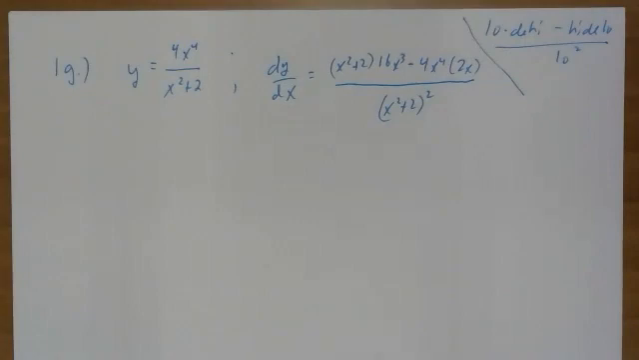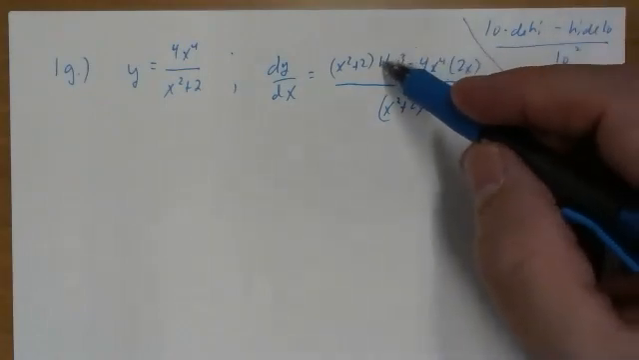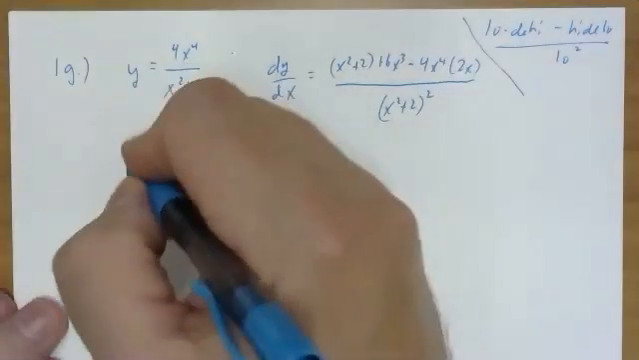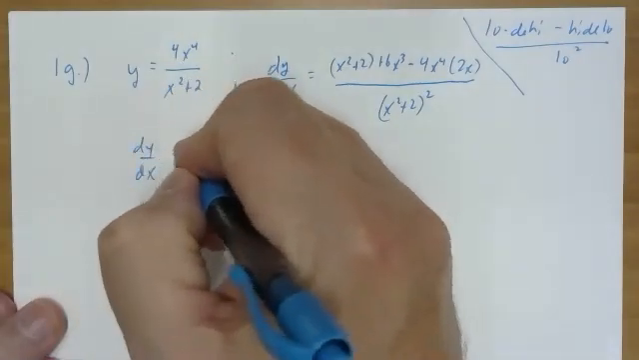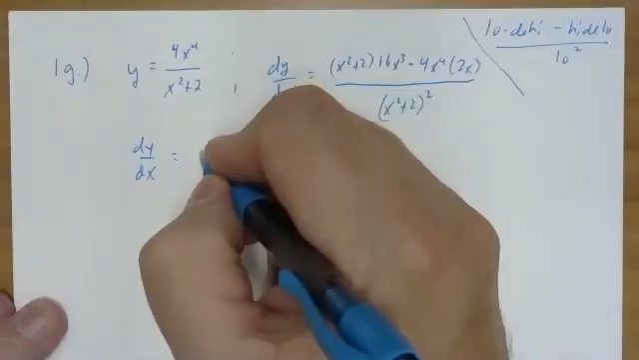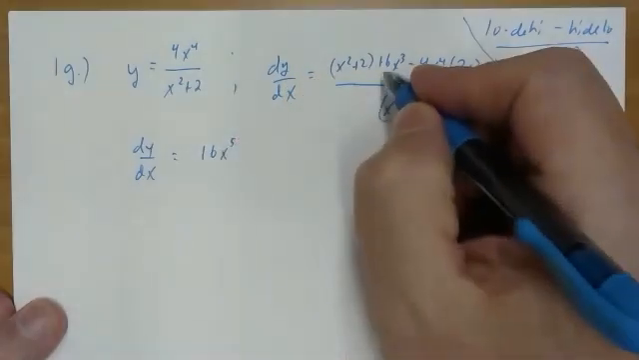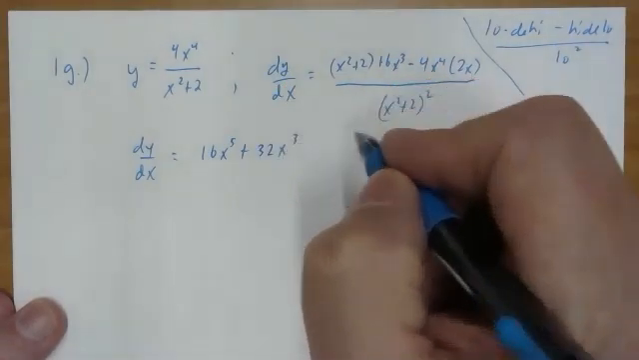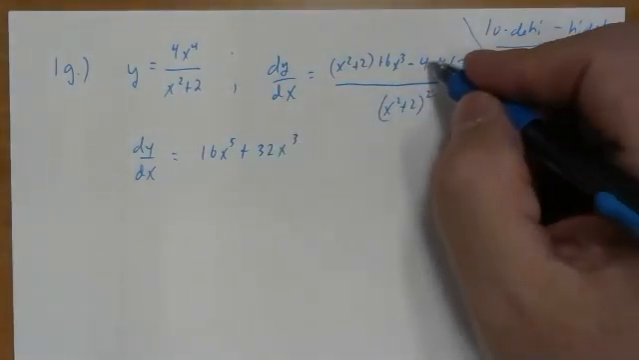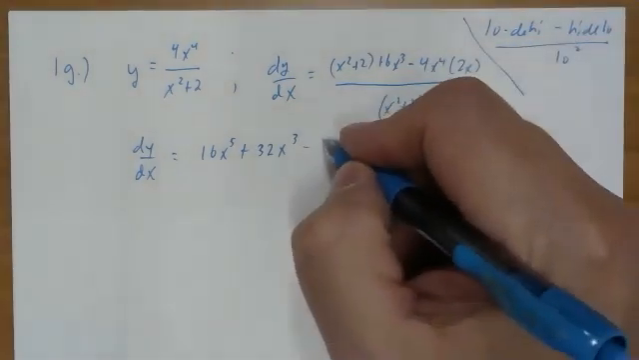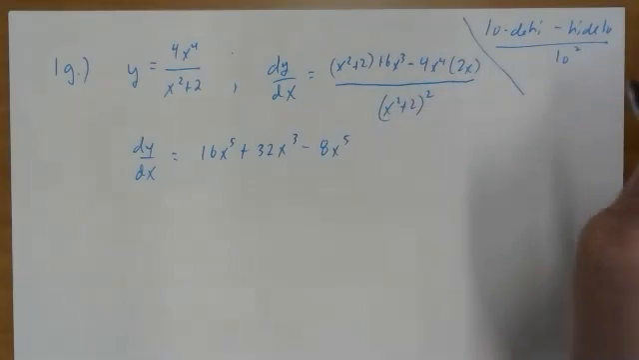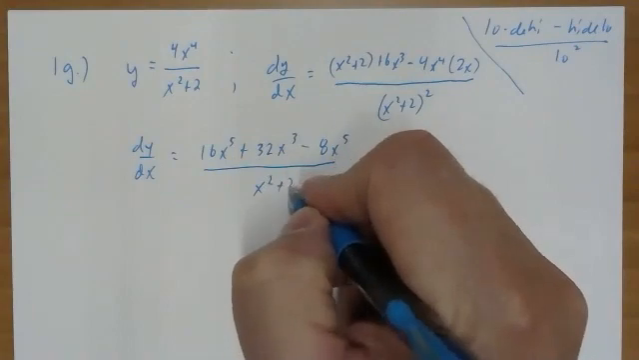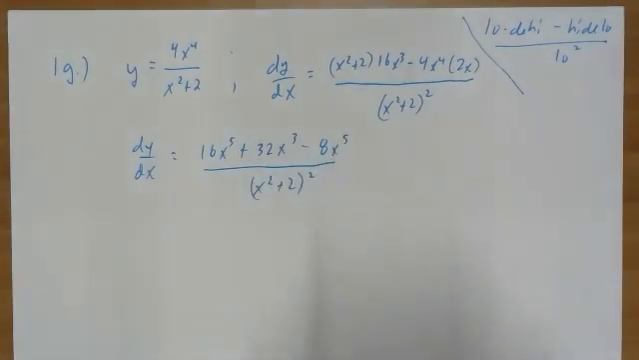So with some of these problems, there is some simplifying you can do. So I'm going to go ahead and multiply out these parentheses, multiply these together. See how much we can clean this up. So this will be 16x to the 5th plus 32x cubed. And this is 8x to the 5th. All of that over x squared plus 2 quantity squared.